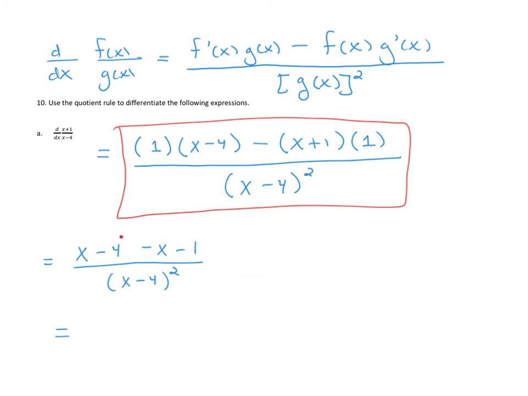X minus x is 0, negative 4 minus 1 is negative 5. This is how the simplified answer would look. You would leave the denominator as something squared, but you can simplify the numerator of the fraction nicely.